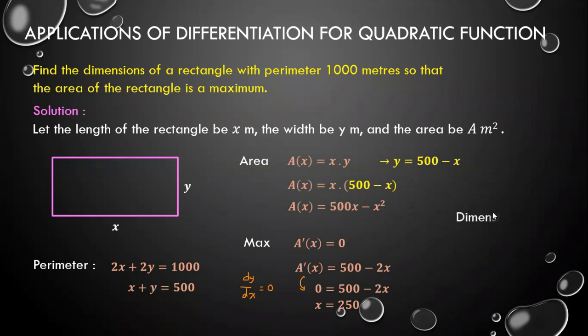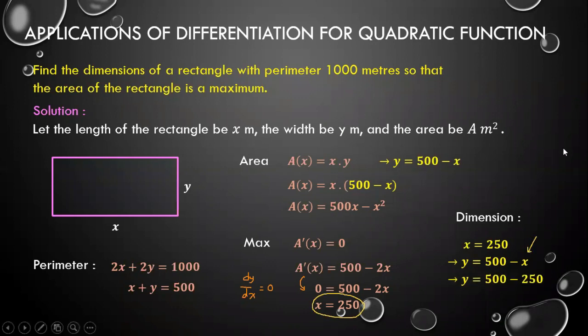Okay, students, now what is the dimension? So x is 250 meters and automatically y is 500 minus x. By inserting x equals 250, we will find that the dimension of y is 500 minus 250. We found y is 250 meters as well. That's the dimension of this rectangle.